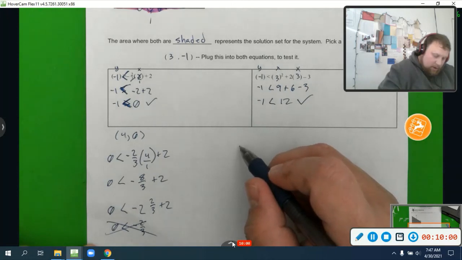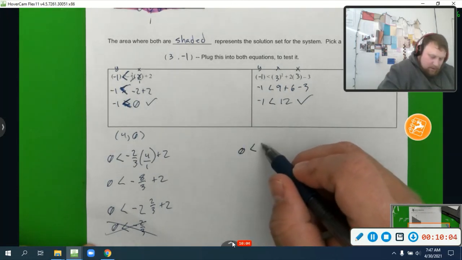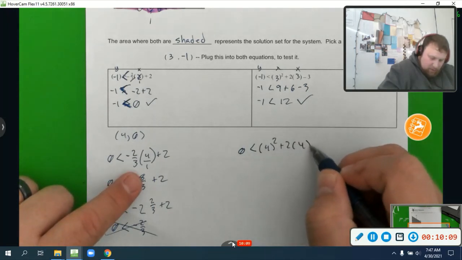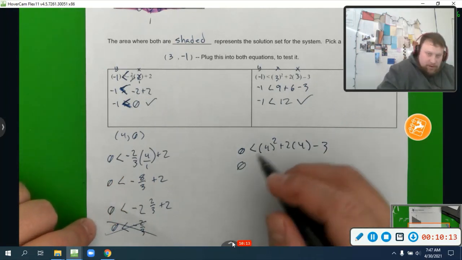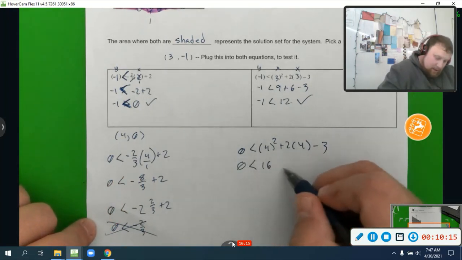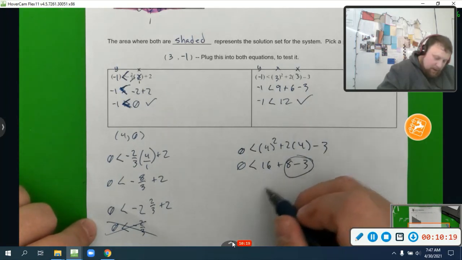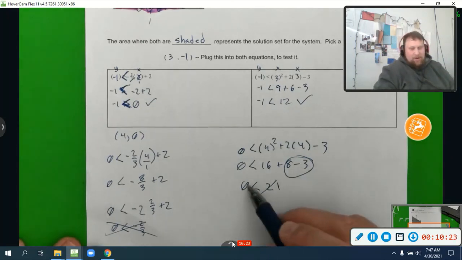Let's try it over here. Should be 0 is less than 4 squared plus 2 times 4 minus 3. I think we can all see that that's going to be wrong. 0 is less than 16 plus 8 minus 3. Those make 5. 16 plus 5, 0 is less than 21. That's not true either. So we see how it makes it false.